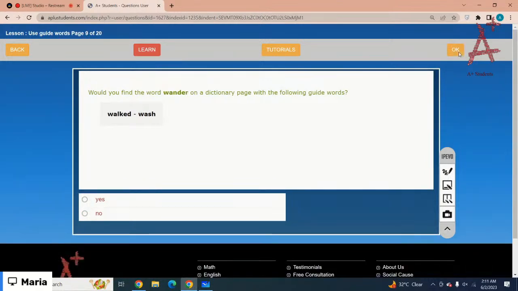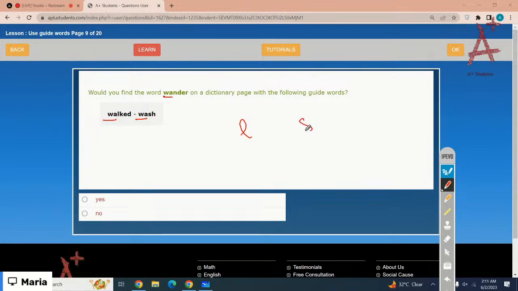Okay, the next one is, would you find the word wander on the dictionary page with the following guide words, walked, wash? Which is the correct option? Yes or no? You have the first two letters exactly the same. You have to look for the third one. Got it? That's what I explained when reading the definitions.